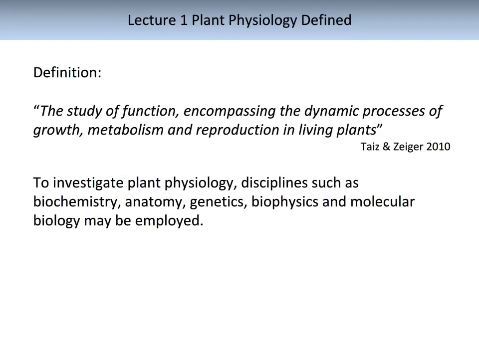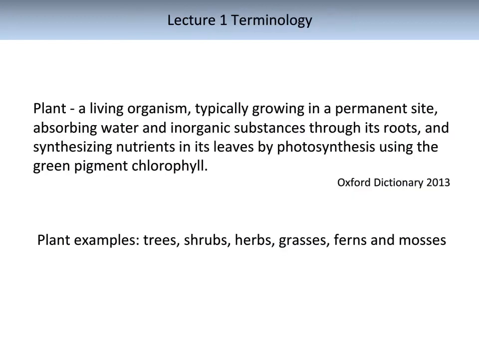Plant physiology has a wide scope of contents and can cross other disciplines. As a result, there are many definitions of this discipline. For the purpose of this subject, we will use the Taiz and Zeiger definition that plant physiology is the study of function, encompassing the dynamic processes of growth, metabolism, and reproduction in living plants. A plant is a living organism typically growing in a permanent site. It absorbs water and inorganic substances through its roots and synthesizes nutrients in its leaves by photosynthesis using the green pigment chlorophyll. This is the Oxford Dictionary 2013 definition.